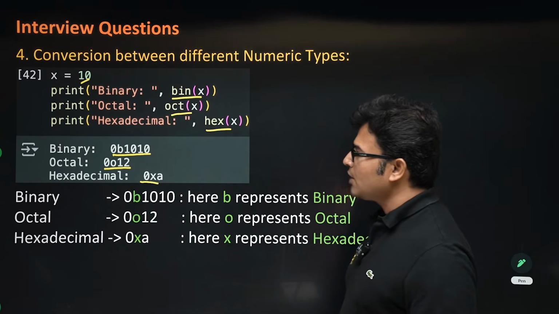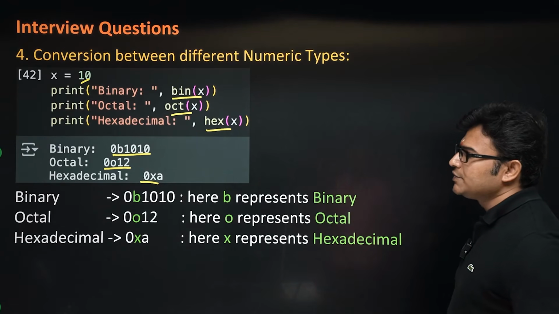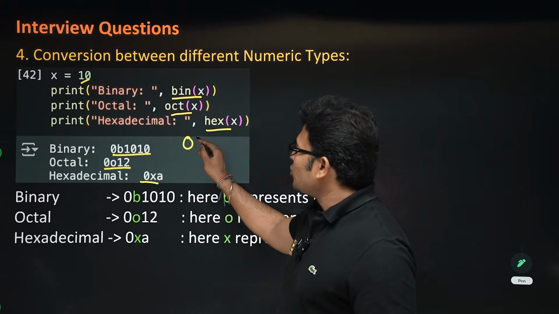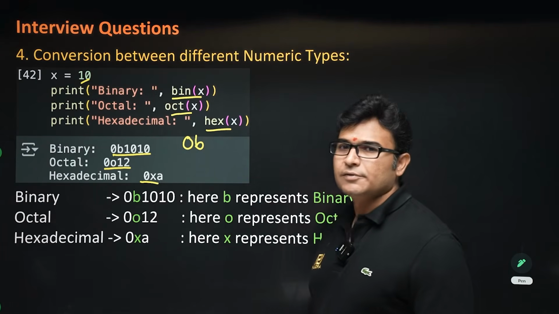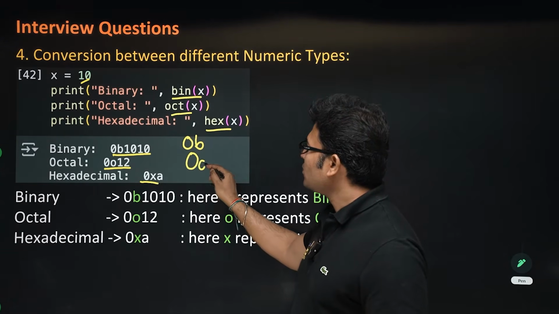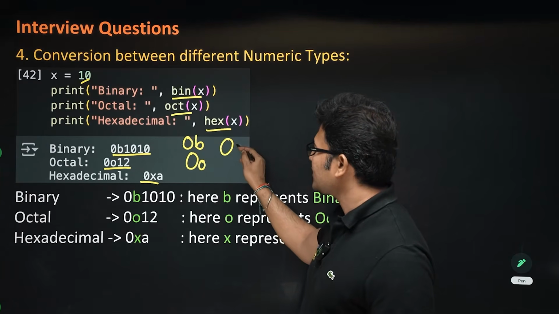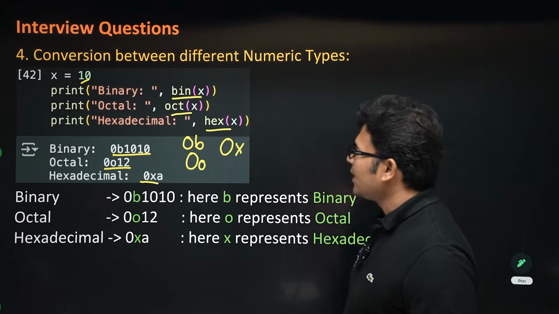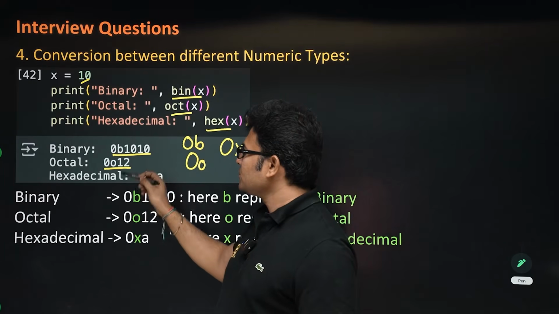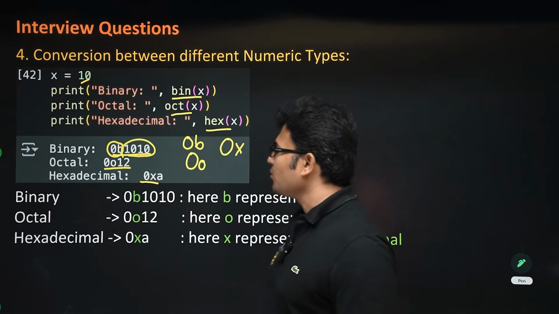But when you see the output, it will be written in a somewhat mystic way, right? Whenever any number starts with 0b, it is binary. Whenever any number starts with 0o, it is octal. Whenever any number starts with 0x, it is hexadecimal. That is why for 10 we are getting these three values, but the first two symbols you have to ignore and look at the remaining symbols.